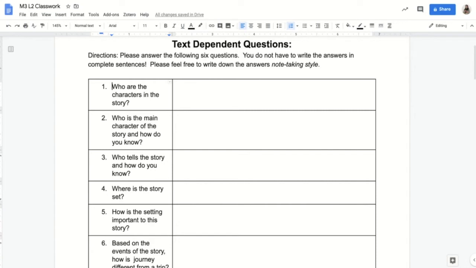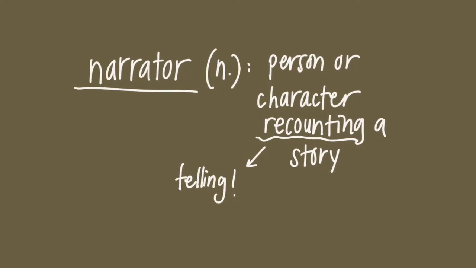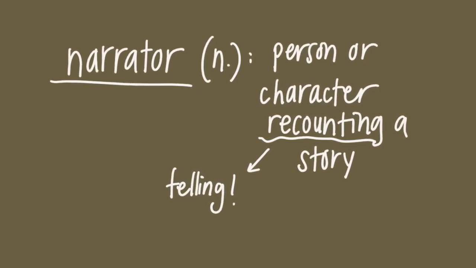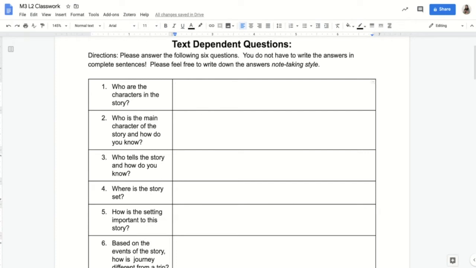So let me read these questions to you out loud. The first question is, who are the characters in the story? Okay. Number 2 is, who is the main character of the story and how do you know? Number 3, who tells the story and how do you know? The person who is telling the story or recounting a story is called the narrator. Number 4, where is the story set? This is also the setting. And number 5 is, how is the setting important to this story?